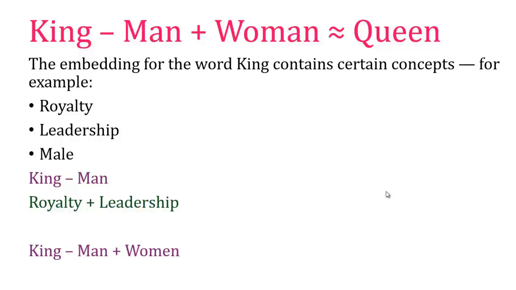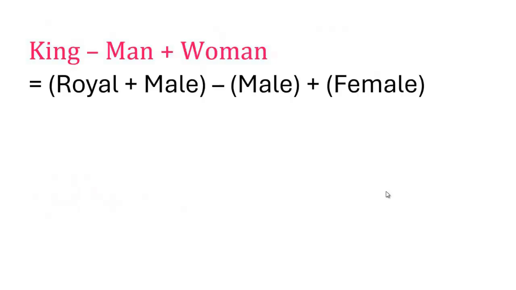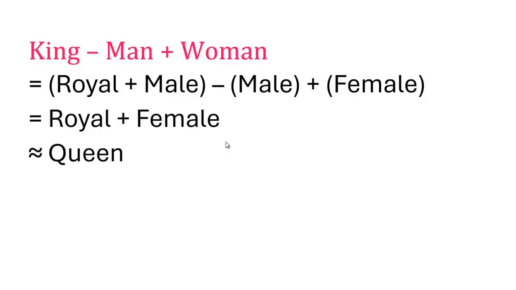Now if we add woman to it, we introduce the concept female. So mathematically, king minus man plus woman is equal to royal plus male, which represents king, minus male that represents man, plus female that represents woman. So here we can remove the positive and negative male. So it becomes royal plus female, right? Which is equivalent to queen. And that is exactly why the result becomes queen.